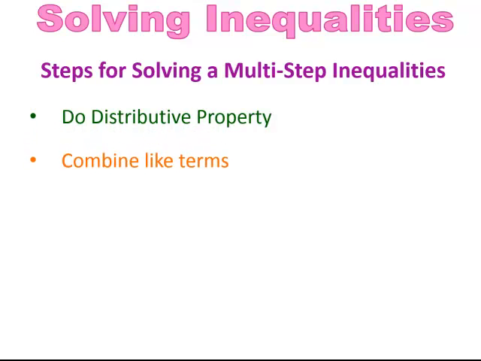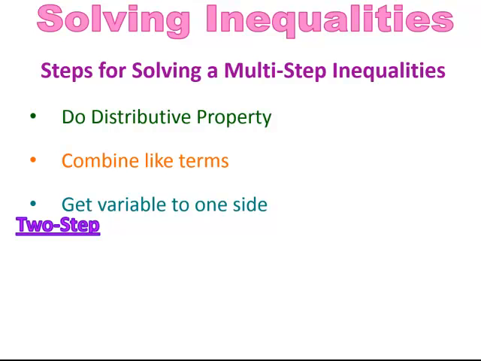Now like terms will be on the same side of the inequality symbol. And to combine like terms, you're going to add or subtract the coefficients. Then you'll get the variables to the same side of the inequality. Now, if you have variables on opposite sides of the inequality, you're going to have to move to get them together. And whenever you move from one side to the other, you will have to do the opposite to get them together. And then you'll have a two-step inequality.